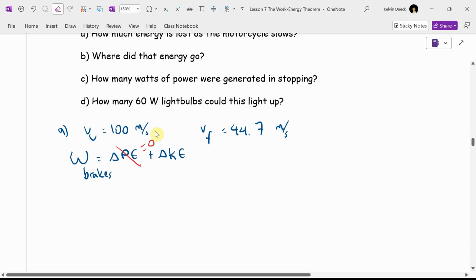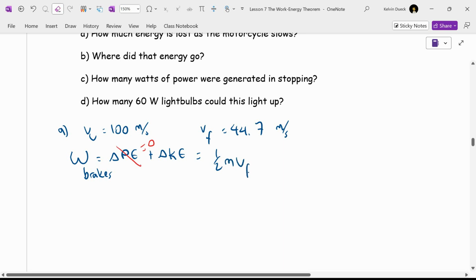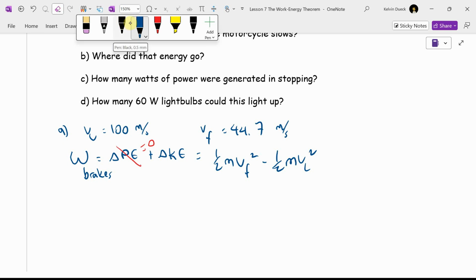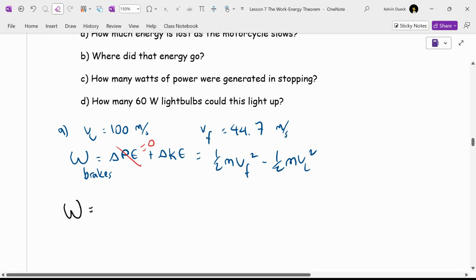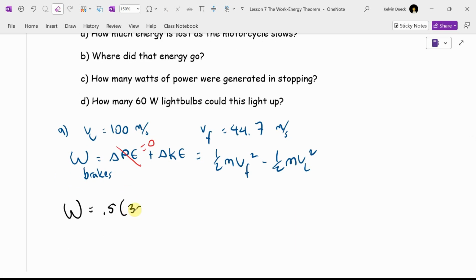What's the change in anything? So it's going to end up being a half m v final squared minus a half m v initial squared. It's going to be 0.5. Did I give you the mass in the question? Yeah, I did a Google search. The rough mass of the motorcycle and rider is about 300 kilograms. So 300, and then V final is 44.7. Don't forget the squared. Minus 0.5, 300 times 100 squared.